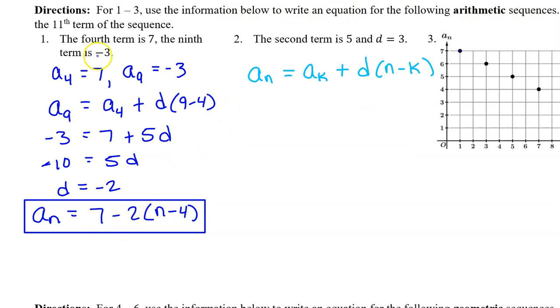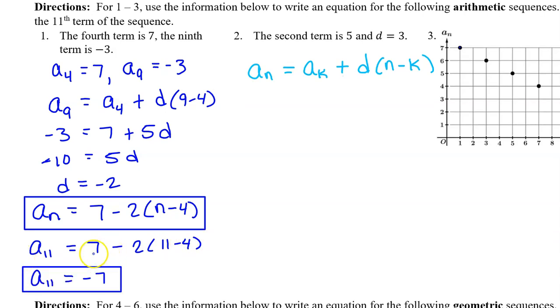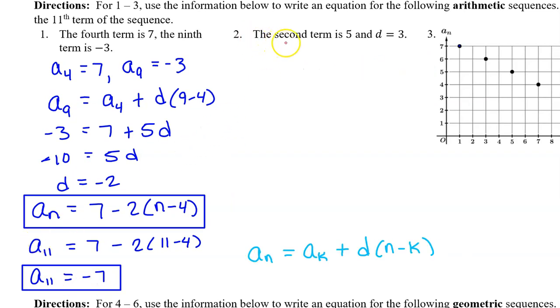Now we will go ahead and find the 11th term. The 11th term will be a11, and that will be given by 7 minus 2 times 11 minus 4. If you work that out, a11 turns out to be -7. Number 2 will be a bit easier because they gave us the common difference.